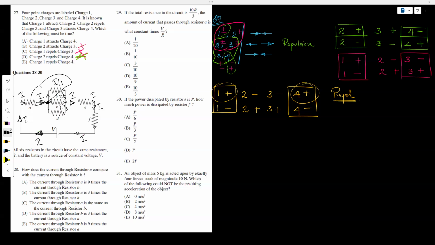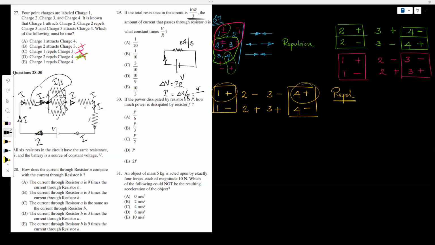All right, so now they are giving you the total resistance as 10R/3, and the amount of current that passes through resistor A is what? So we know that if the equivalent resistance is 10R/3, that means we are substituting all the resistors with a single resistor of magnitude 10R/3 and with the same electromotive force EMF. So that is 10R/3. If this is the case, then we only have one resistor in the circuit. So we can say delta V equals IR. So I can find the current in this circuit, which is delta V by R.